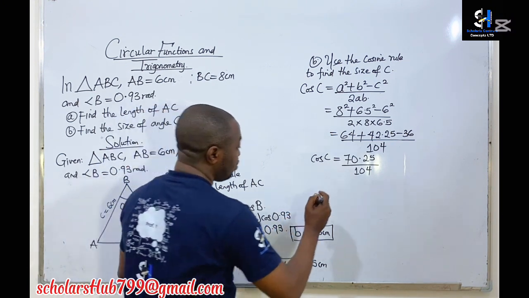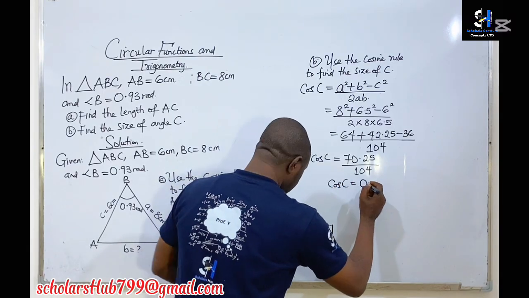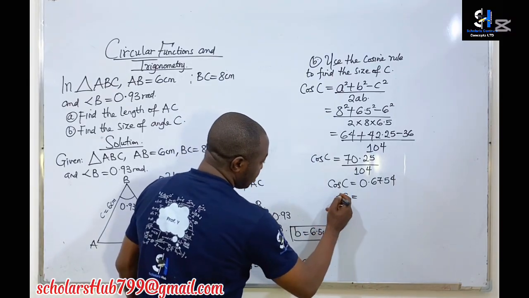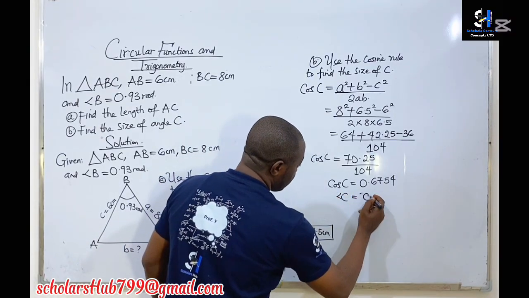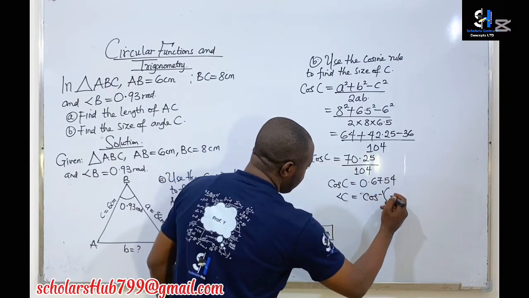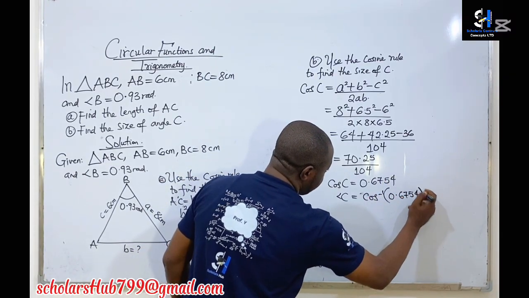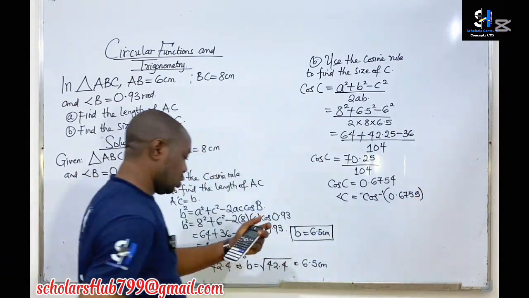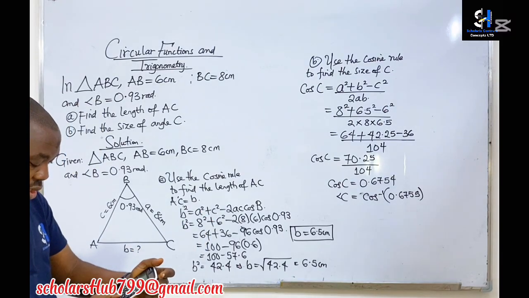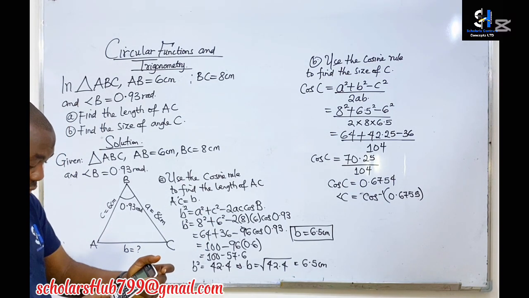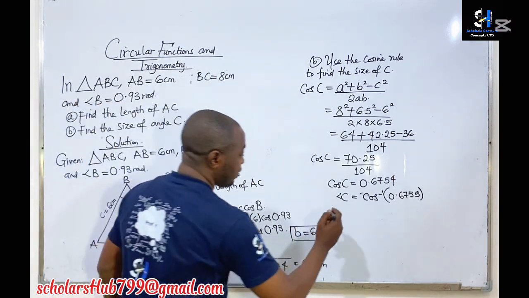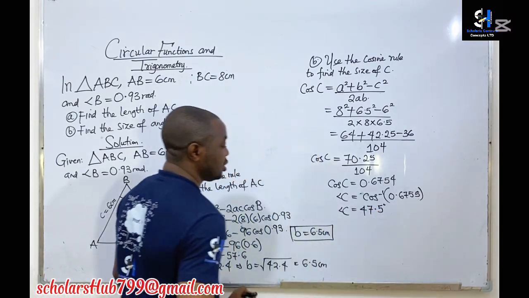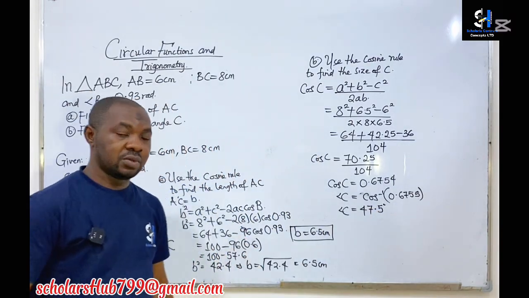So what is 70.25 divided by 104? So we have cos C equals 0.6754. So the size of angle C will be equal to whatever we get when we take the inverse cos of 0.6754 or 0.6755. So the inverse cos of 0.6755 will be 47.5 degrees. Now, this is the angle in degrees.